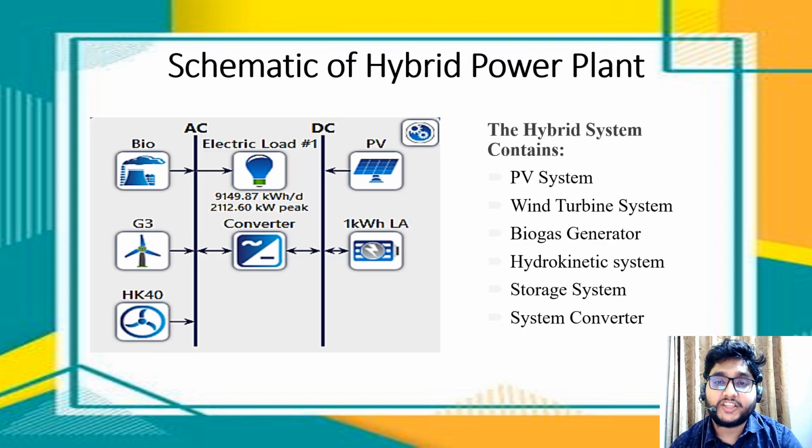This is the schematic of hybrid power plant. We selected PV system, wind turbine system, biogas generator, hydrokinetic system, and we also need a storage system, suppose battery system, and a system converter. There are two buses, one is AC bus and another is DC bus. PV and battery are connected directly with the DC bus, and biogas, wind, and hydrokinetic are connected with the AC bus line. And the converter is between AC and DC bus line.